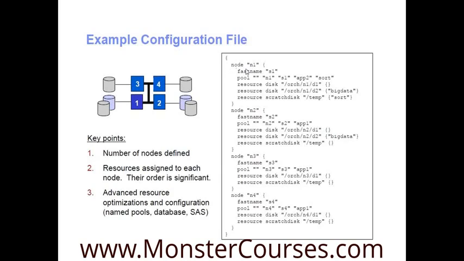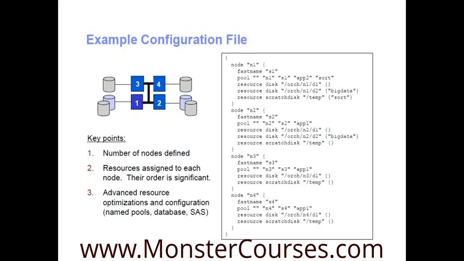Here, N1 is the node name. Whatever name we can keep, it's nothing like that. Just for understanding purposes, I keep N1, N2, N3, N4. The first name is the name of the server, so we can keep 4 servers with the names S1, S2, S3, S4.